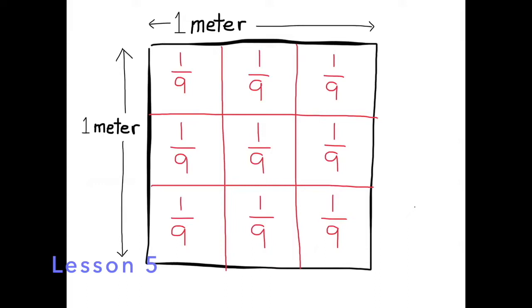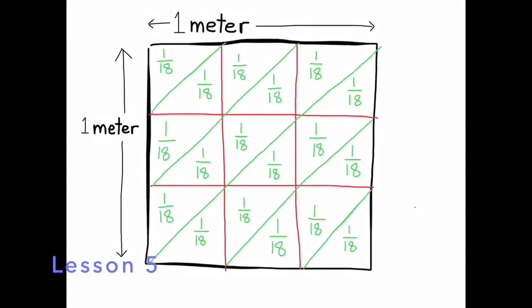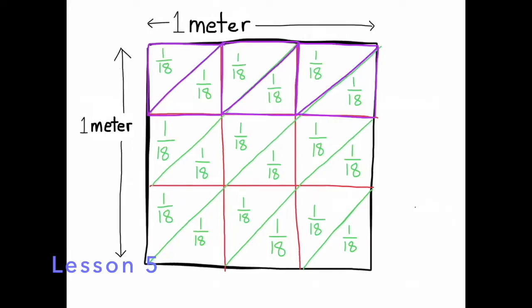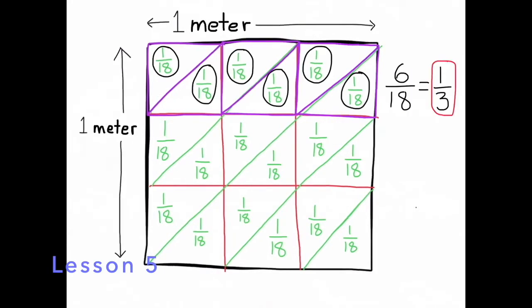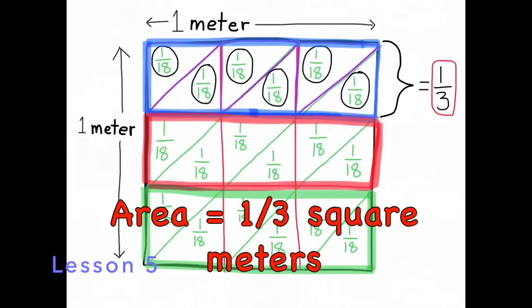Next, I need to cut those squares into triangles, or in half, which would make each triangle 1/18 of a meter. In other words, there's 18 altogether. If I take 6 out of the 18, I have 6/18, or 1/3 of a meter. The area of 6 triangles is 1/3 square meters.